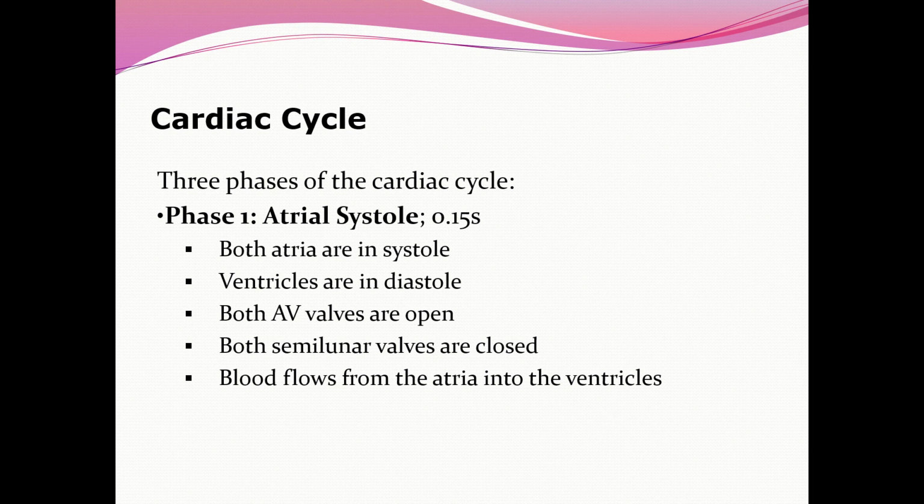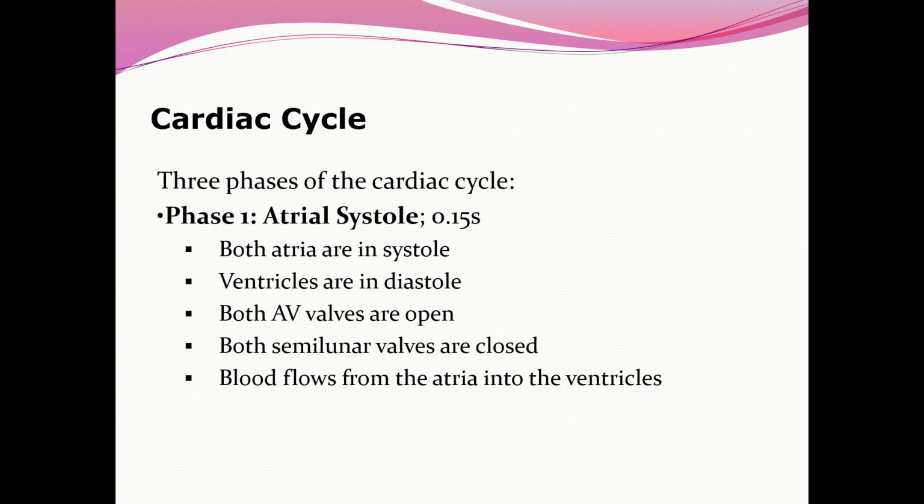There are 3 phases of the cardiac cycle. In phase 1, it's atrial systole and lasts about 0.15 seconds. During atrial systole, both atria are in systole and the ventricles are in diastole. So the atria are contracting and the ventricles are relaxed. This opens the atrioventricular valves, so both the tricuspid and bicuspid valves are open. And this also closes the semilunar valves. And this ensures that the blood flows from the atria into the ventricles.